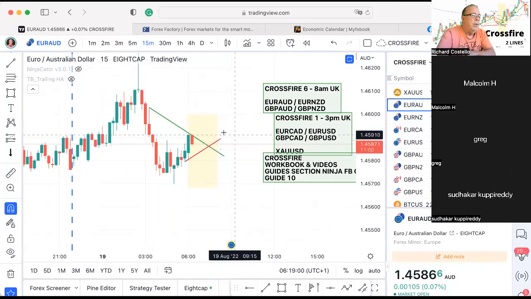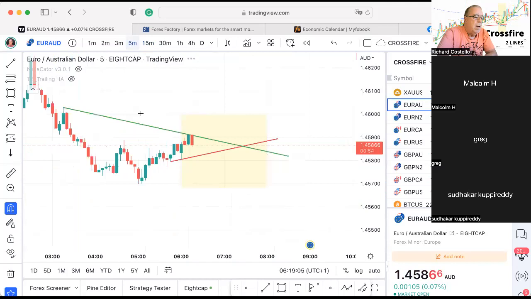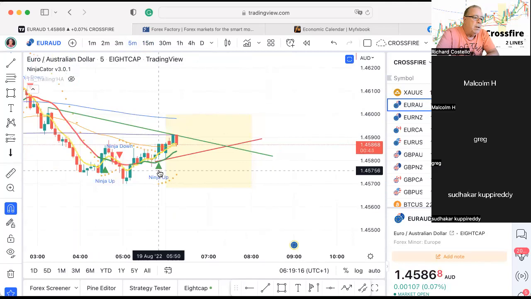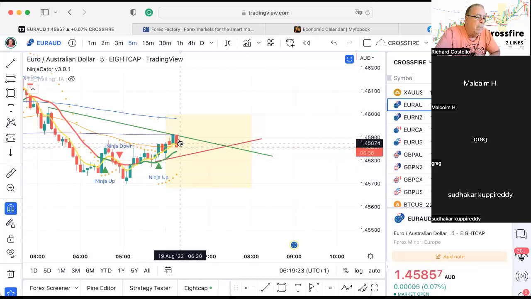So we're all set up on the 15-minute chart. We now drop down to the 5-minute chart, and we put on the Ninjacator, and then just go through these pairs. You can see on this first pair, we were in a Ninja up at 550. We're still in a Ninja up, and we're in this wedge prior to the crossover, so we're not interested in getting into either a buy or a sell. We want price to go either above the green line or below the red line.